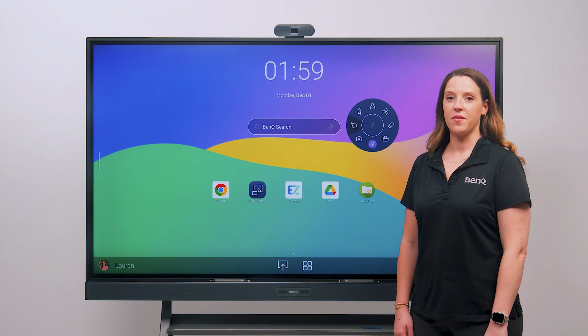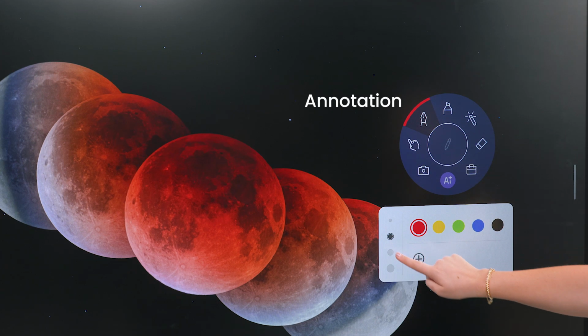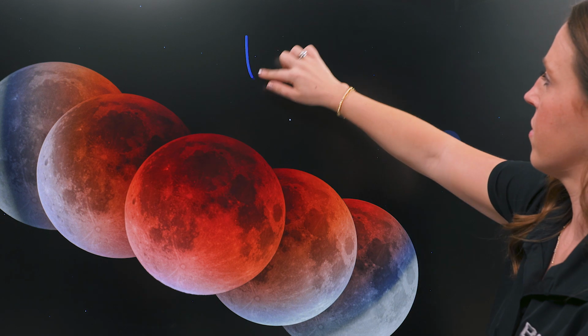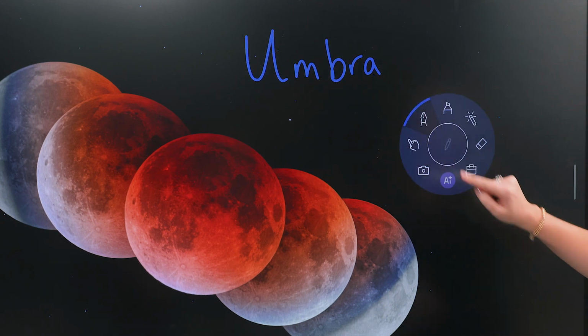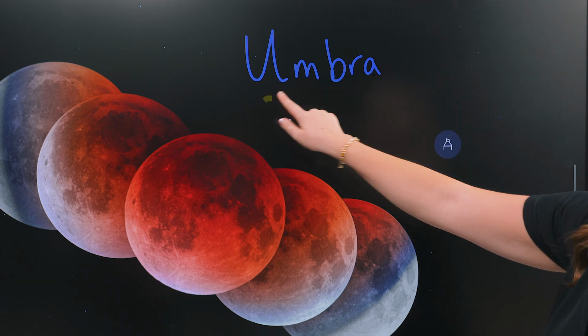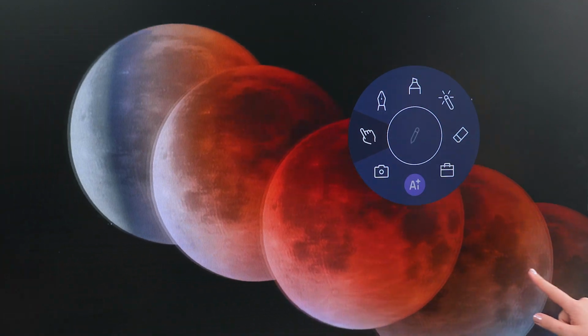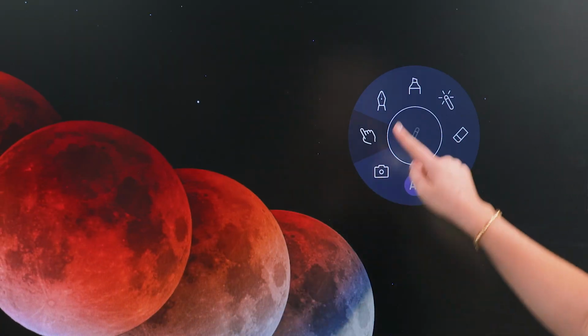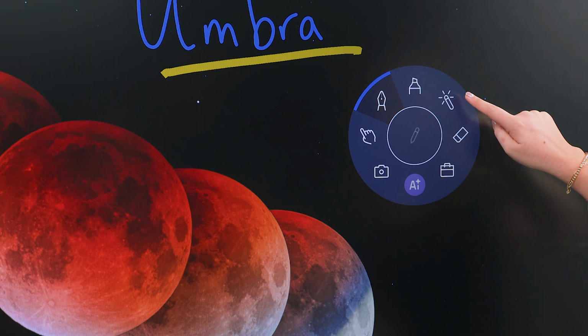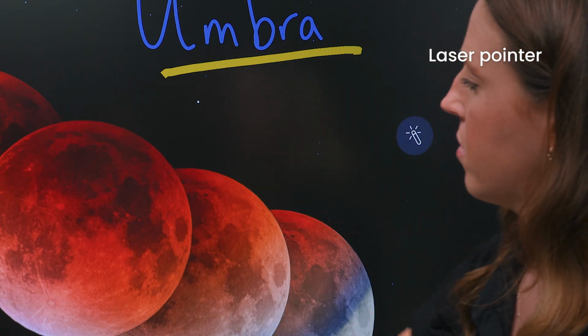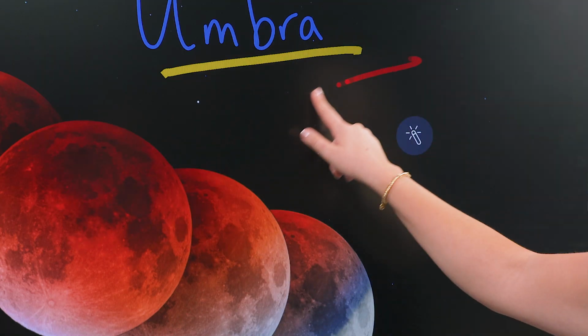Now let's go over the tools available. First, you can use the pen or highlighter to annotate directly on any app or input source. Choose from different colors and thicknesses. By tapping the hand button, you temporarily pause annotation mode to interact with the screen normally, and tap the pen again when you're ready to continue. You also have a laser pointer to help emphasize specific points.